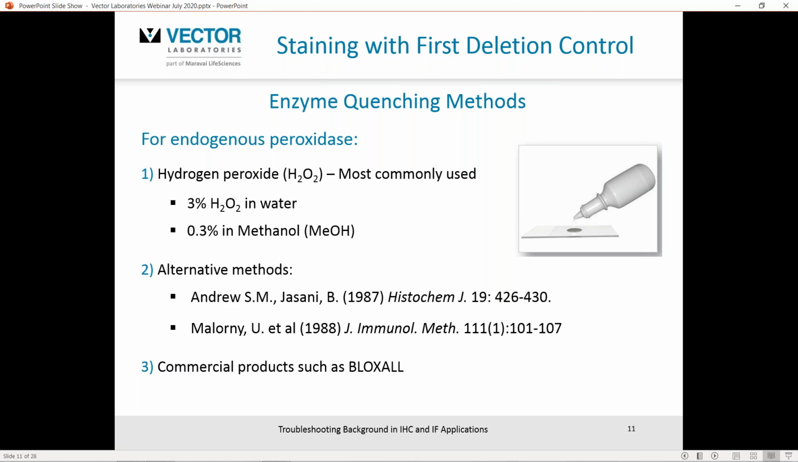And for endogenous peroxidase activity, usually hydrogen peroxide is the go-to methodology, diluted either in water or methanol. If you are using highly vascularized tissue, frozen sections, you may want to use methanol just to avoid that bubbling that you may see if you use water, that quenches those heme groups quite rapidly and will destroy or affect the tissue architecture. There are alternative methods in publications, and certainly there are commercial products such as Bloxall.